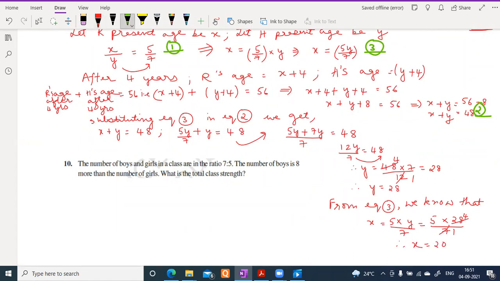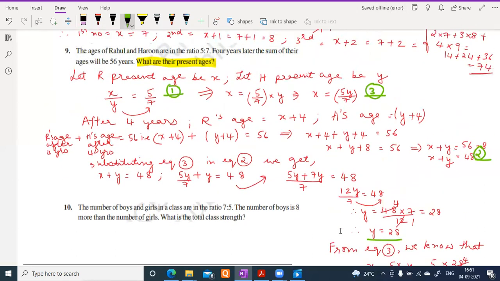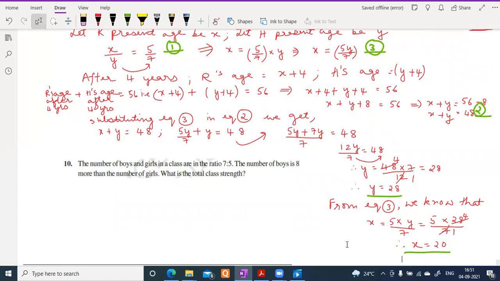So we have got their ages. The first one, that is y, which is Harun's age, is 28 years. The second one, that is Rahul's age, x, which we have assumed, we have got as 20. So that's how we have got their ages. So what are x and y? It's the present age, not the age after 4 years. In some questions, they might ask what their ages will be after 4 years. That's as simple as that.